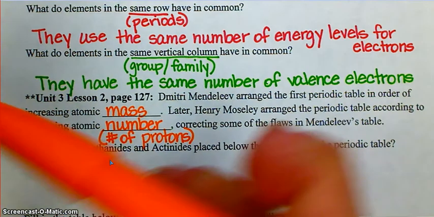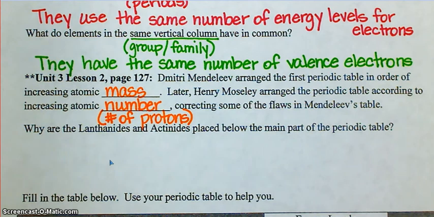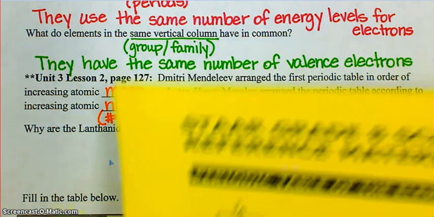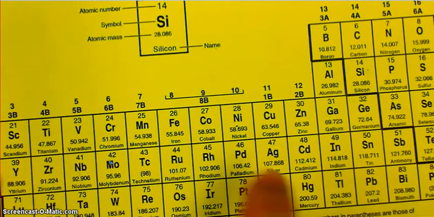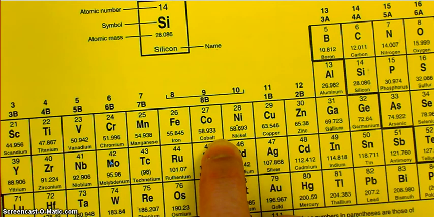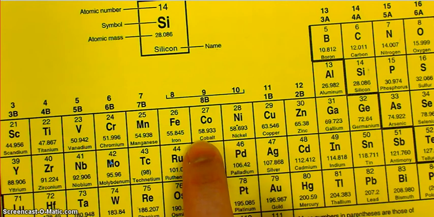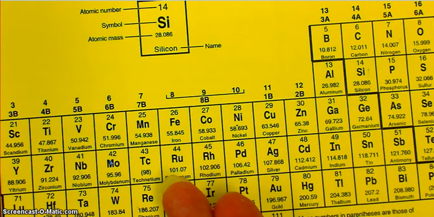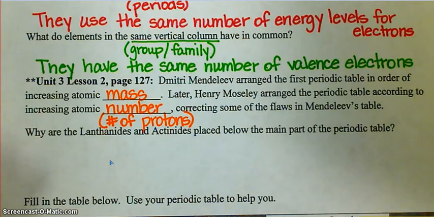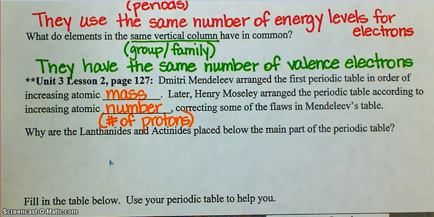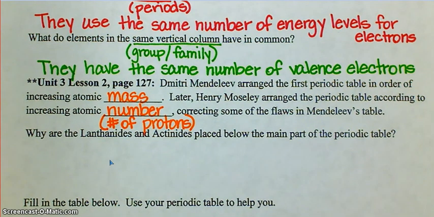And some of y'all might be thinking, well, it shouldn't make a difference. It actually does in a couple of places. If you look at your periodic table that I gave you, and if you will find cobalt and nickel right here. If Mendeleev arranged the periodic table according to atomic mass, cobalt and nickel would be switched. Do y'all see that? They're where they are now because we arrange it now according to increasing atomic number. But there were some places where we had some problems.